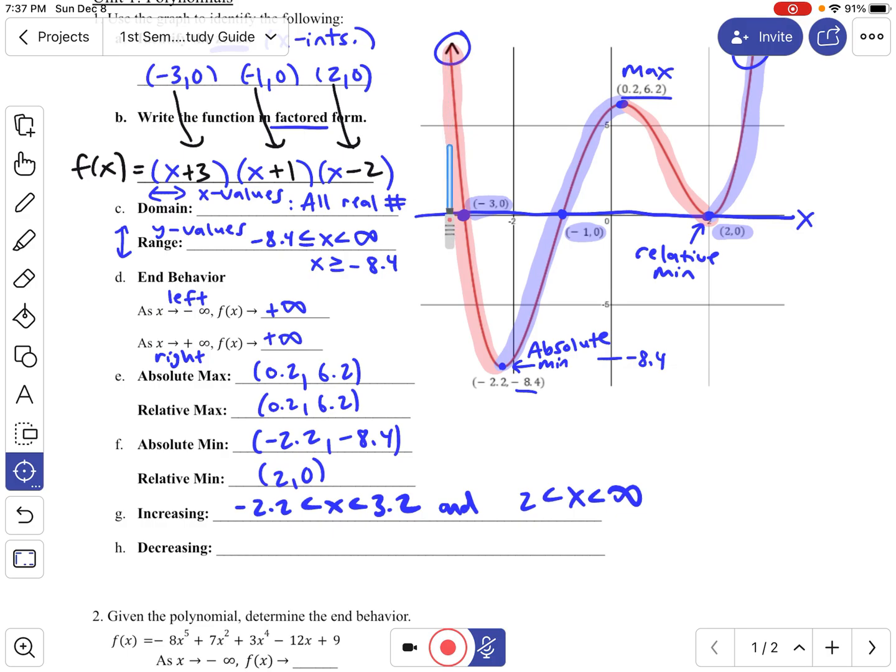Okay, the decreasing interval would be this one. So this one goes from negative infinity all the way to negative 2.2. And there's another decreasing interval from this x value of 0.2 all the way to this x value of 2.